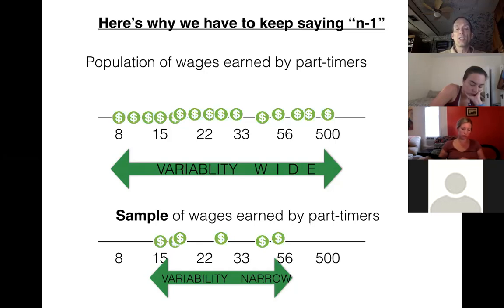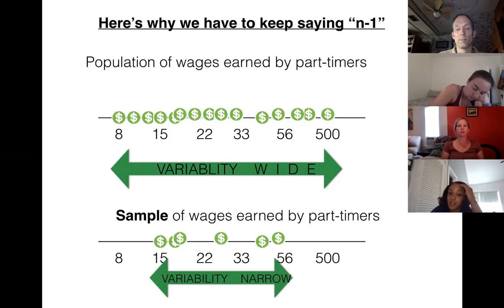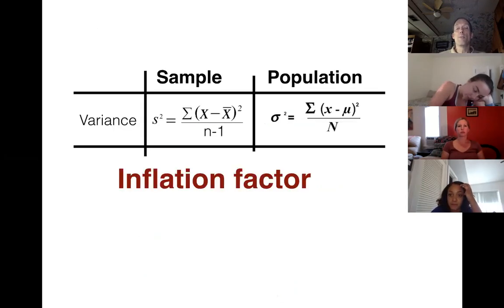So do we want to take the sample variance and make it bigger or make it smaller to fix the problem? Isabel, would we want to fix it by making the sample variance larger or smaller? I would say larger. Exactly right. Yes. We want to inflate it. So how do we inflate it?